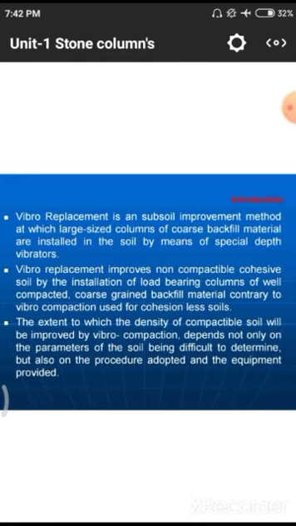Automatically, along with this stone, the surrounding soil up to some extent will also be densified, so that the total structure will have a huge amount of safe bearing capacity compared to the previous one. That means previously we had some amount of soil bearing capacity. Due to these vibratory techniques and stone column arrangement, we increase the soil bearing capacity.